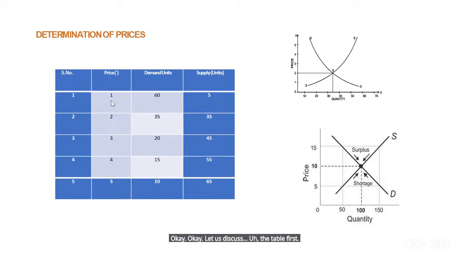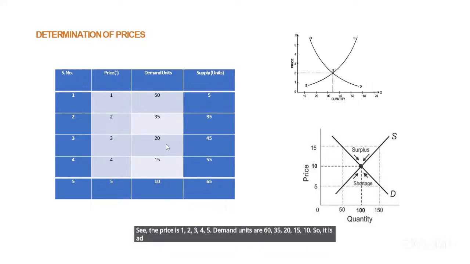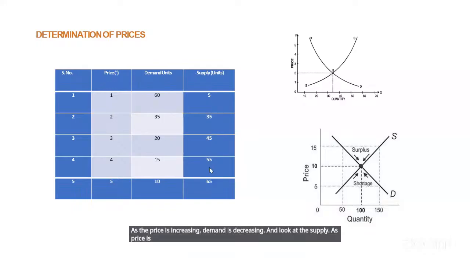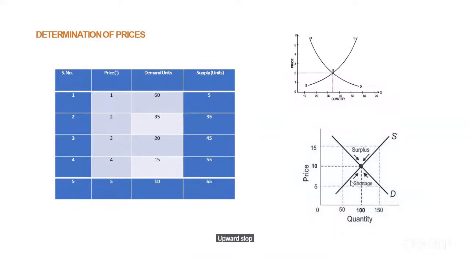See, the price is 1, 2, 3, 4, 5. Demand units are 60, 35, 20, 15, 10. So it is adhering to the law of demand. As the price is increasing, demand is decreasing. And look at the supply. As price is increasing, supply is increasing. So we get an upward sloping supply curve and a downward sloping demand curve.